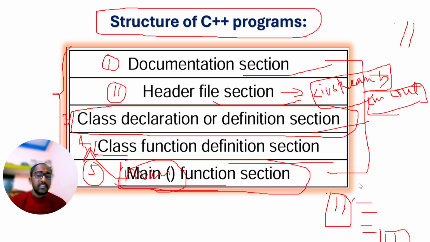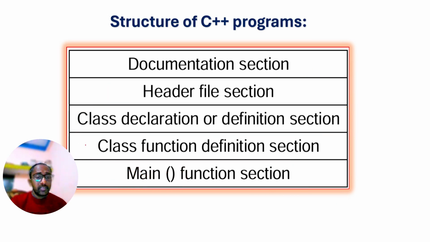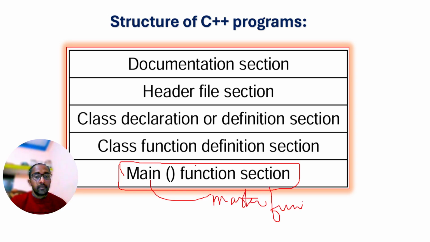C++ allows you to create your own functions in the program. We can also create our own functions in C++ and C. But the execution always begins with the master function. Execution will begin from the main function. It is the master function, you can see.